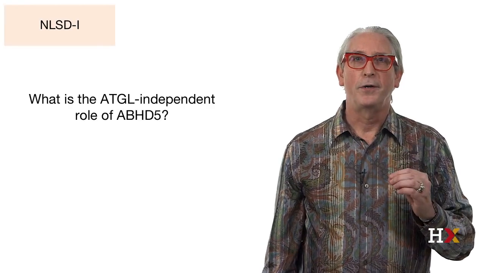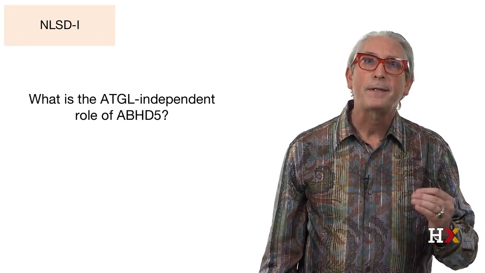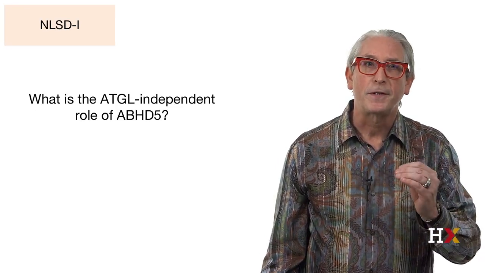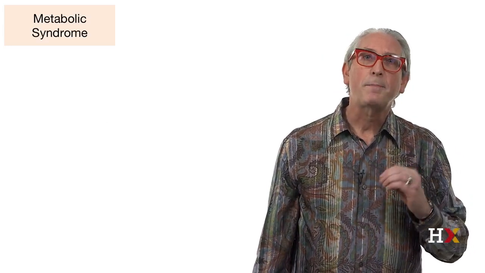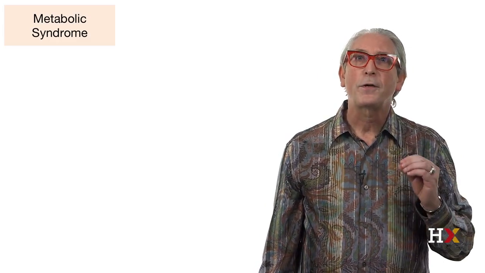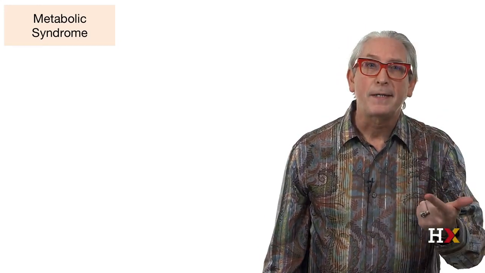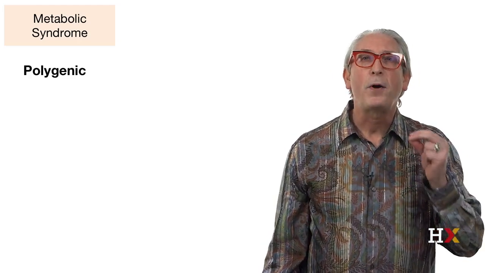There is still much to learn about the ATGL-independent role of ABHD5 and about the apparent skin-specific effect of ABHD5 deficiency in NLSDI patients. In the last part of this video, I'll focus on metabolic syndrome. Metabolic syndrome is characterized by a cluster of pathologies, including high blood level of triacylglycerol, cholesterol, and LDL, hyperglycemia, and insulin resistance. It is considered as a polygenic disease.